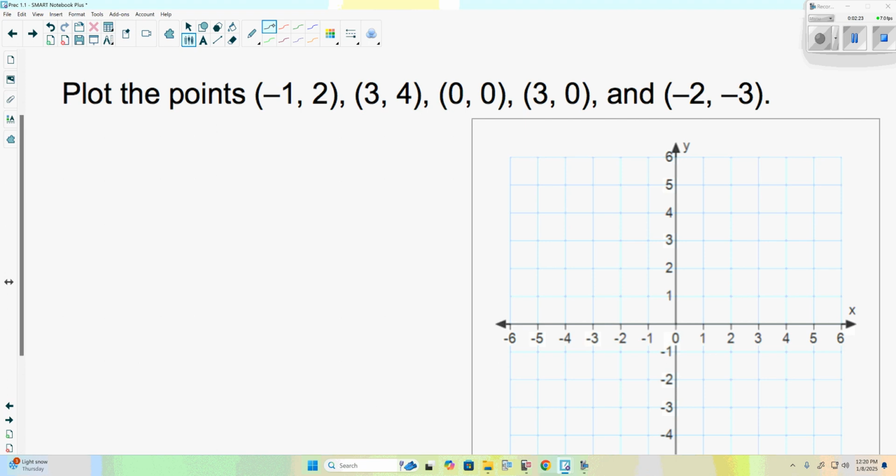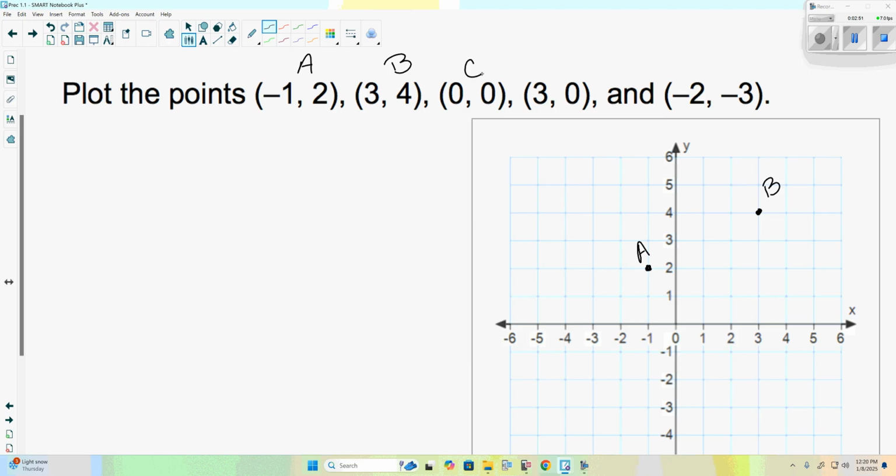So if we look at the point, we'll call it point A, negative 1, 2. We'd go over to negative 1, up 2, and make a point, we'll call it A. 3, 4, our next point, we can call B. So we'd go over to positive 3, and up 4. That's it.